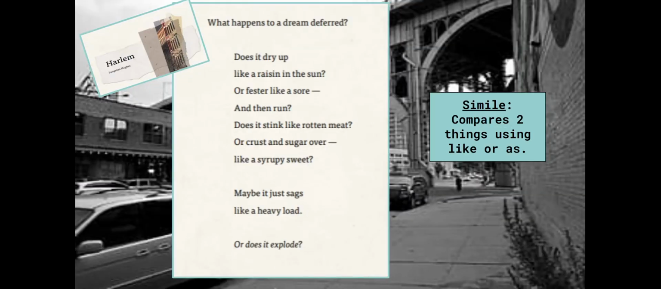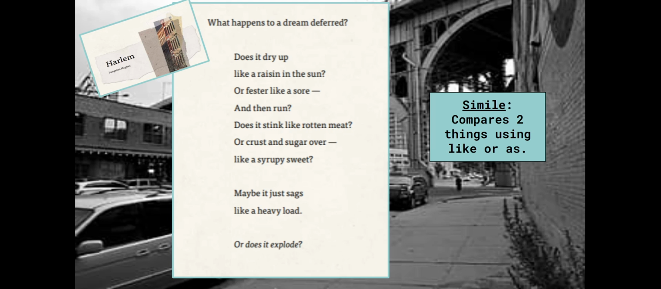What happens to a dream deferred? Does it dry up like a raisin in the sun, or fester like a sore and then run? Does it sink like rotten meat, or crust and sugar over like a syrupy sweet? Maybe it just sags like a heavy load, or does it explode?